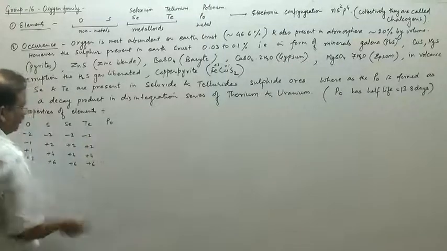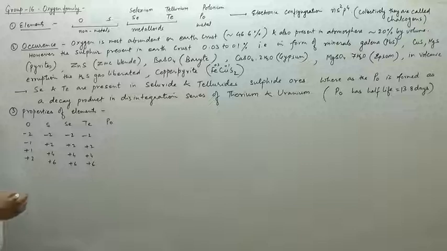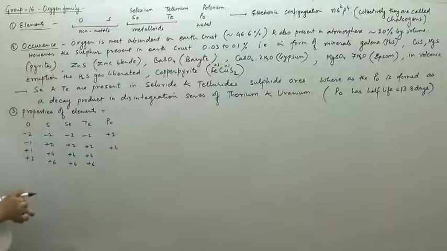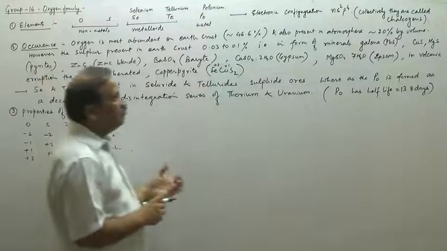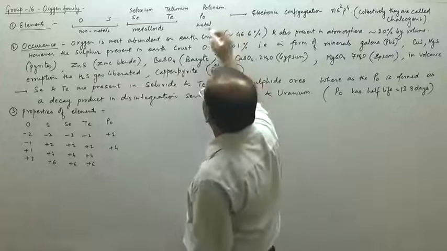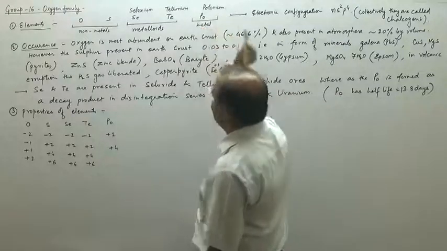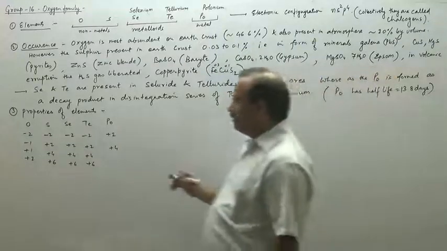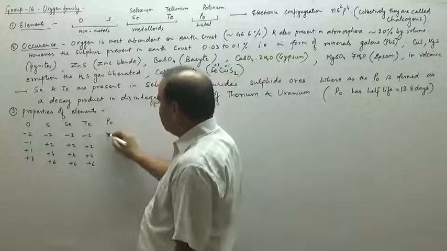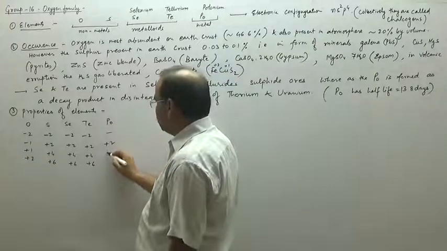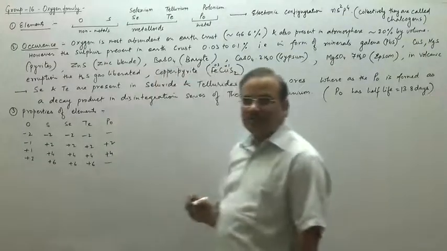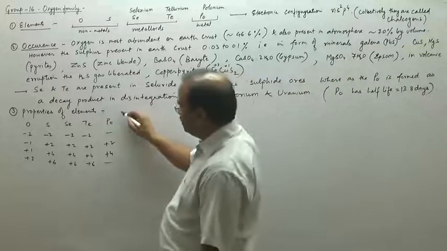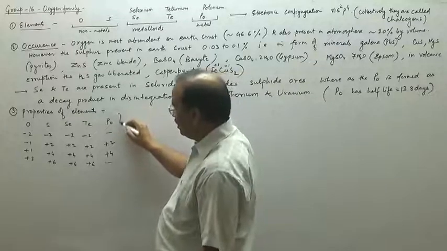We can write that these are the oxidation states we have. And in the case of polonium, it is +2 and +4, since it is a metal. That explains why it has a metallic character. This is why it is a metal, because it doesn't show the negative oxidation states. It only shows +2 and +4. It doesn't show -2, but it shows +2 and +4, and it doesn't show +6. It is metallic in nature. So these are the oxidation states.